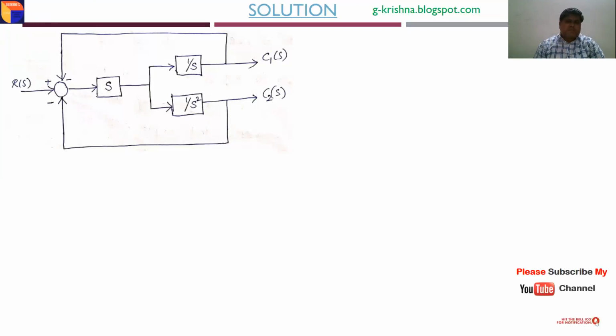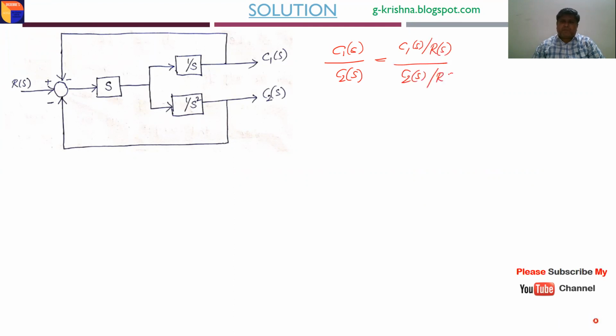In this block diagram, they are asking us to find C1(s)/C2(s). That will be determined in terms of input, that is, expressing it as C1/R divided by C2/R. These two calculations, C1/R and C2/R, we will find using Mason's gain formula.